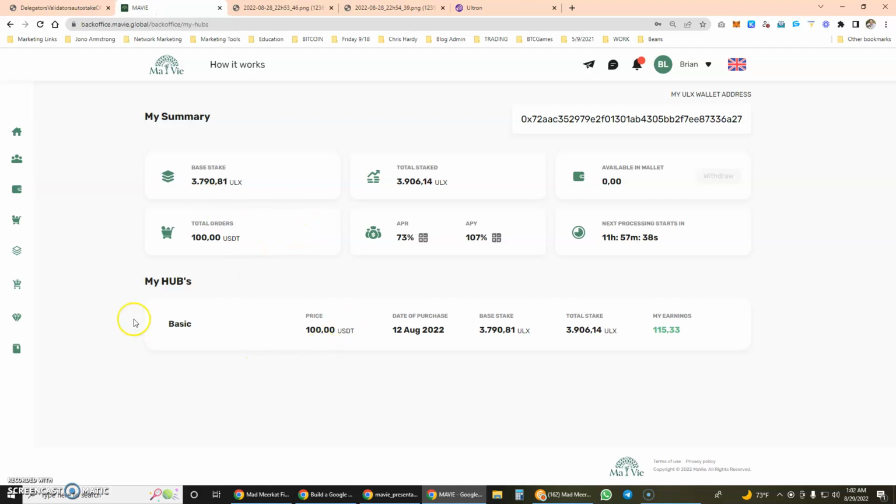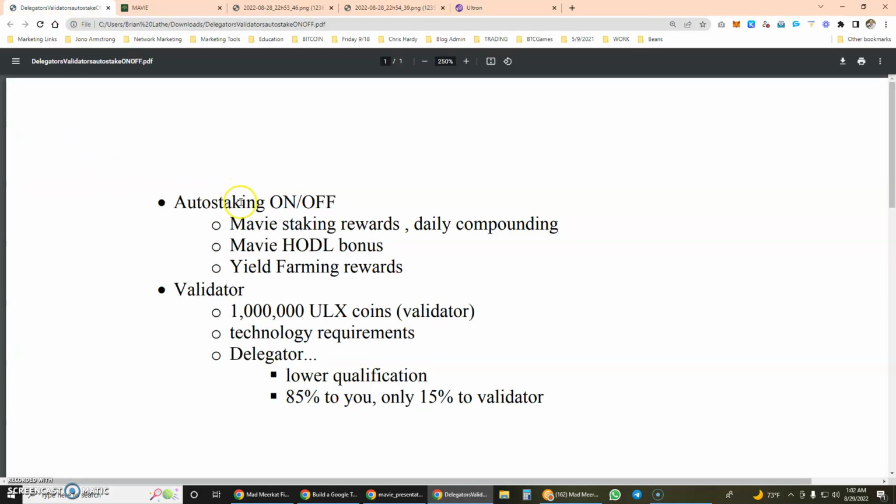If you go into your Mavie back office and you go under My Hubs, all of the staking hubs that you own are going to be showing right here. I just have the one, but if you have a couple of them, they'll all be listed here. I believe they're going to put the on-off button right here, so you're going to have one for each of your hubs. But I'm going to recommend that for the most part, you're going to want to keep these on. I'm going to show you that through 3 reasons.